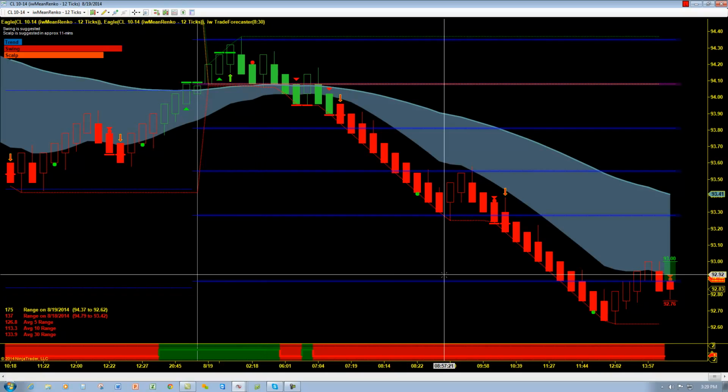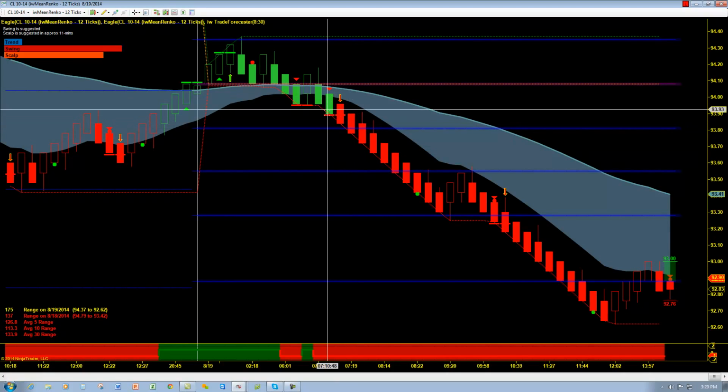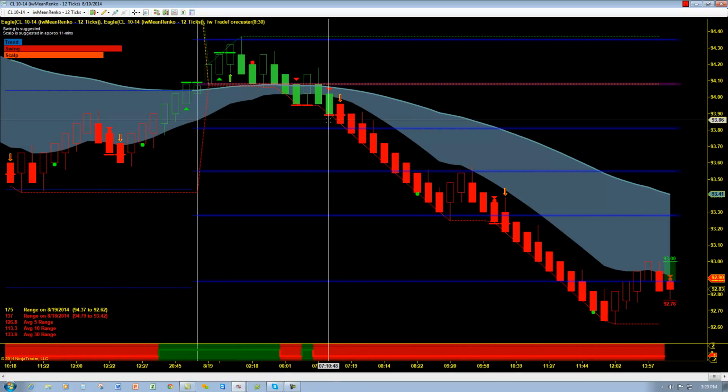One of the cool things about DTS is it makes it very, very clear to see what side of the market we need to be on, just simply by looking at our Eagle chart. And regardless of whether I'm taking a trade on the Eagle or not, I am constantly referring to this chart to let me know what side of the market I want to be on.